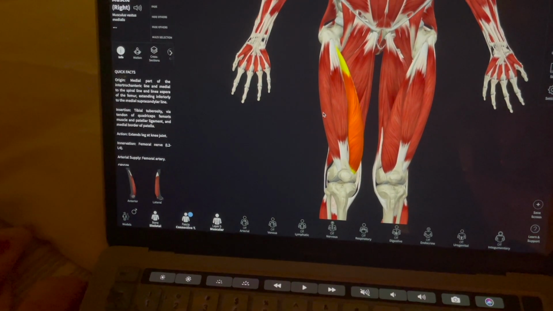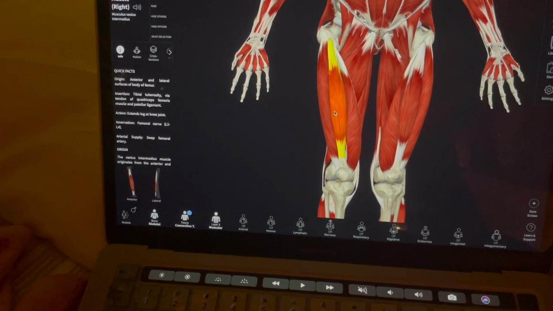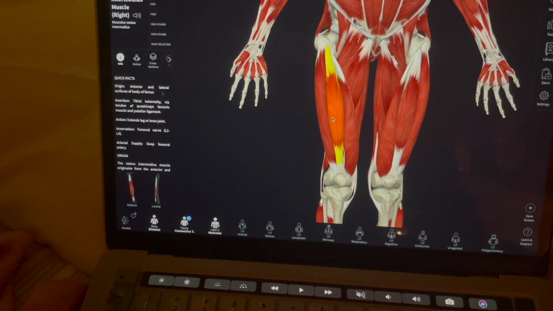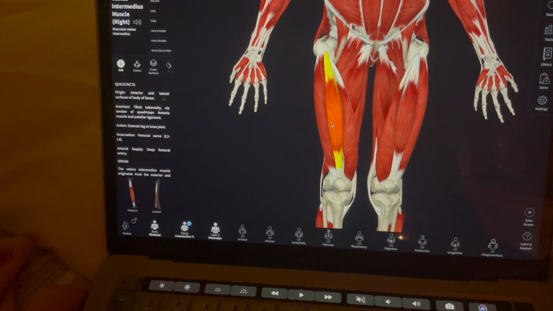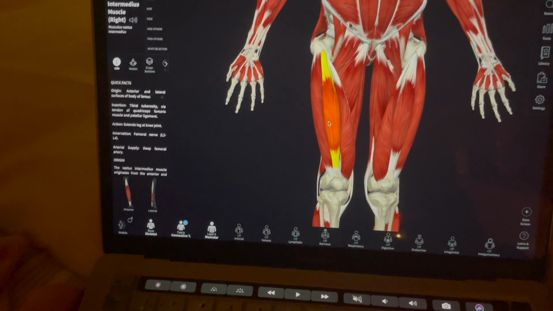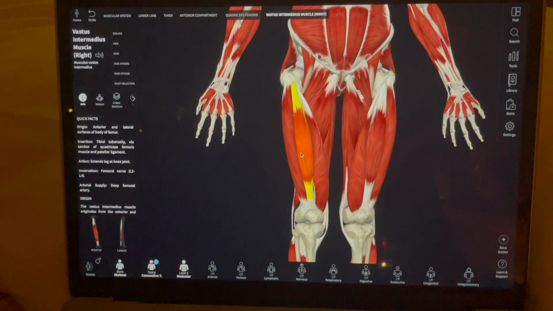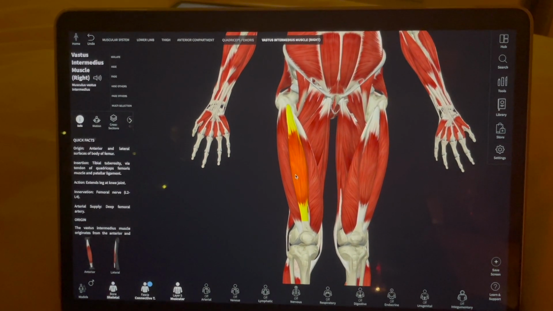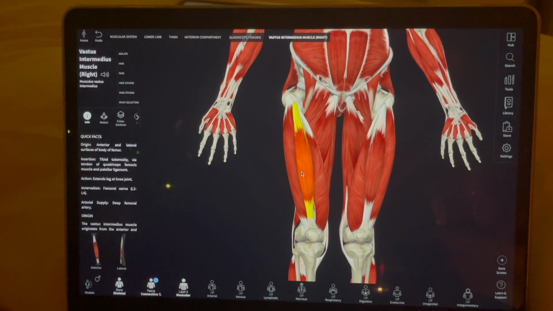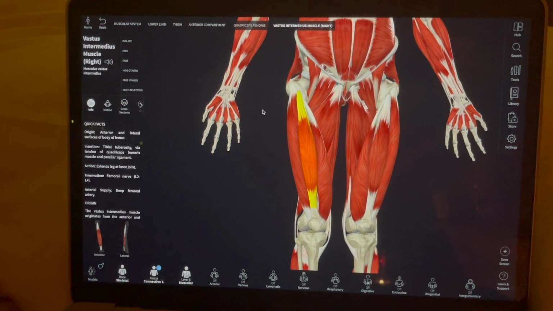And the action is that it's going to extend the knee at the knee joint. And then we also see right here the vastus intermedius muscle. So this is going to be in between the two other vastus muscles. Its origin is the anterior and lateral surfaces of the body of the femur, and then the insertion is at the tibial tuberosity via the tendon of the quadriceps femoris muscle and the patellar ligament. And the action is it's going to extend the leg at the knee joint.